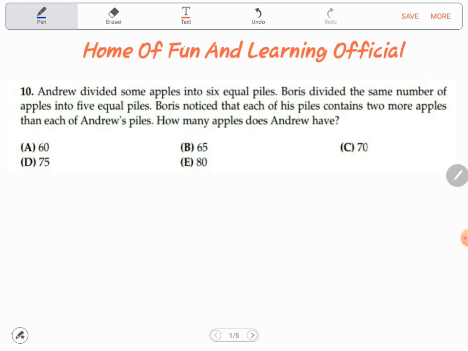Boris divided the same number of apples into 5 equal piles. Boris noticed that each of his piles contains 2 more apples than each of Andrew's piles. How many apples does Andrew have?